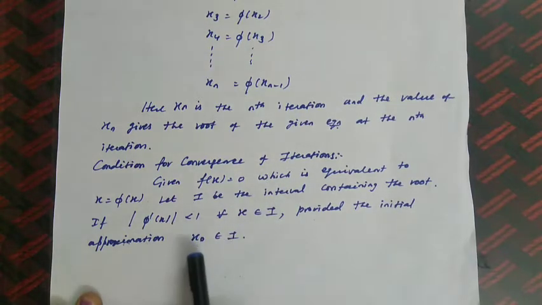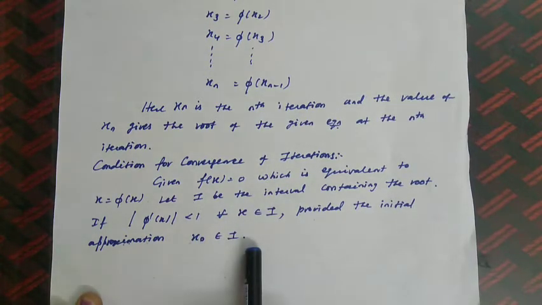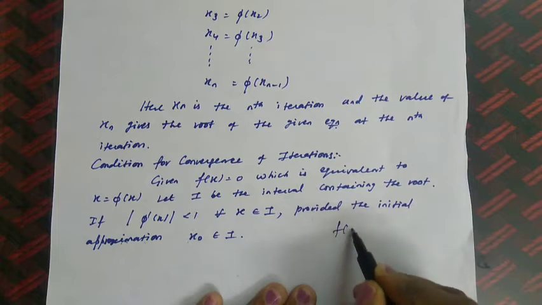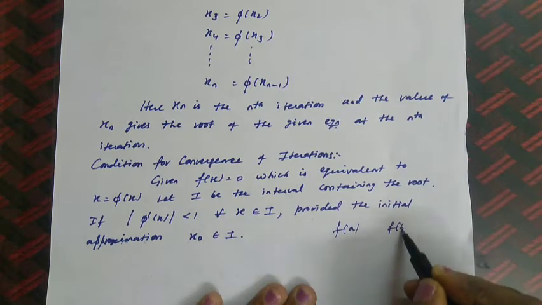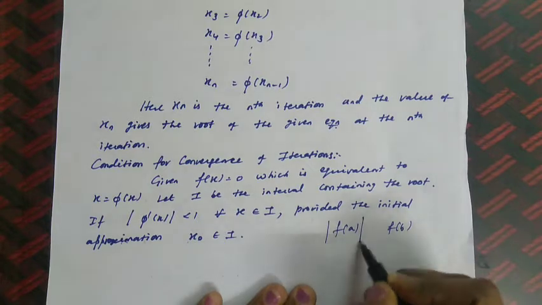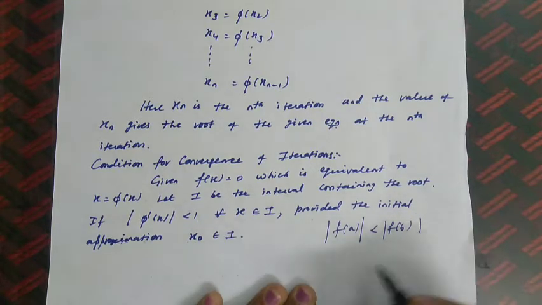Here obviously this x naught belongs to the interval. How do we have to select our x naught? If for a and b, f of a and f of b have opposite signs, we can say that, if you are getting opposite signs, modulus of f of a is less than modulus of f of b.